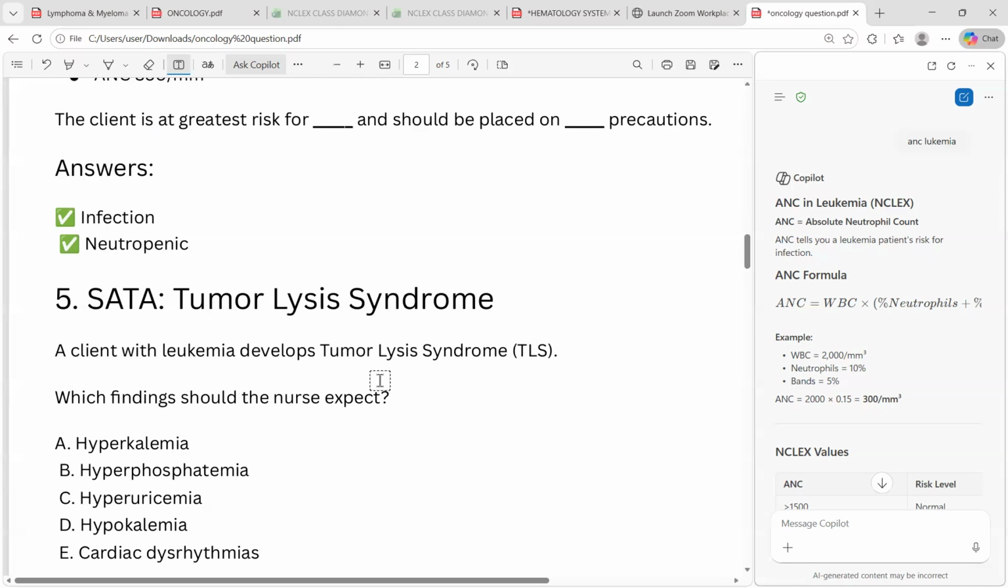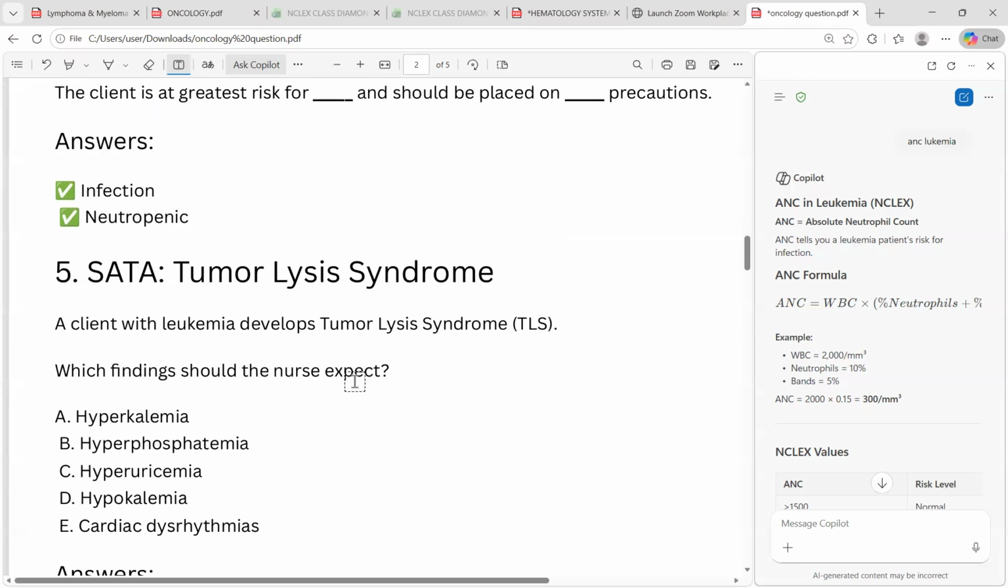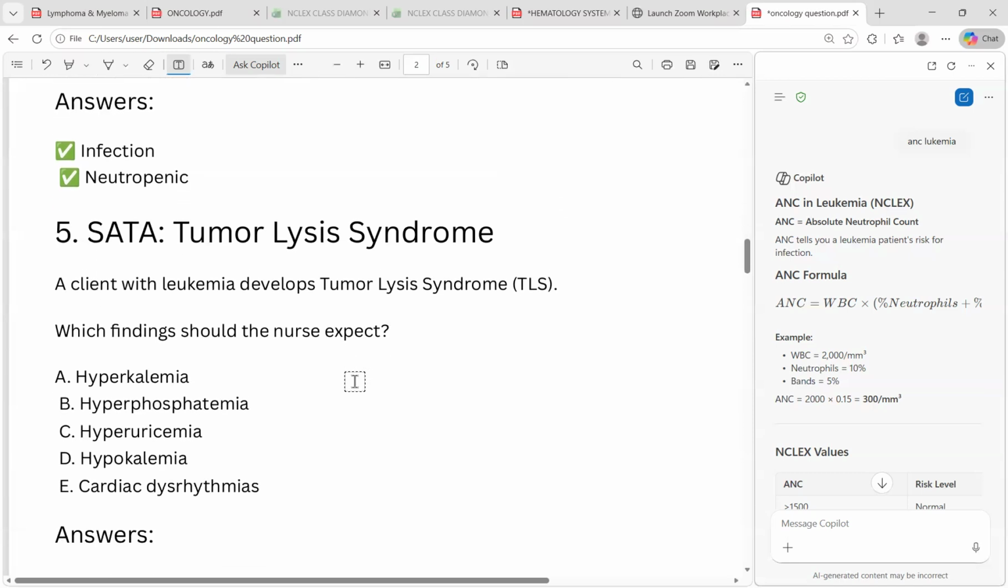A client with leukemia develops tumor lysis syndrome. Which finding should the nurse expect? Hyperkalemia, hyperphosphatemia, hyperuricemia, hypokalemia, cardiac dysrhythmias. This is a select-all-that-apply, right? Hyperkalemia, hyperphosphatemia, hyperuricemia, dysrhythmias. You can tell me what you are choosing. Tumor lysis syndrome is hyperkalemia, hyperphosphatemia.